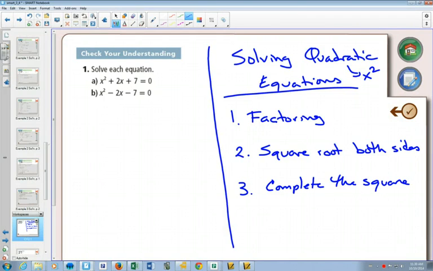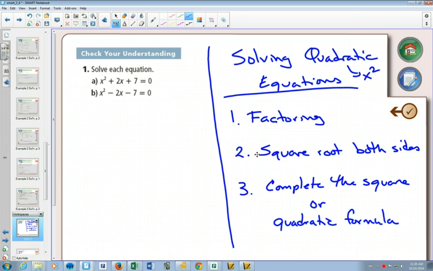Now I'm going to put in step 3, because completing the square is quite the process. And we saw with completing the square that we could make a formula. So for step 3, you can complete the square or use the quadratic formula. So this is a review of what we've seen so far.